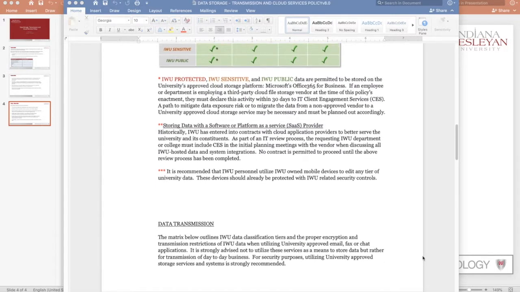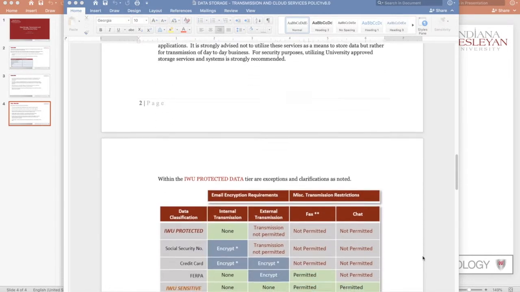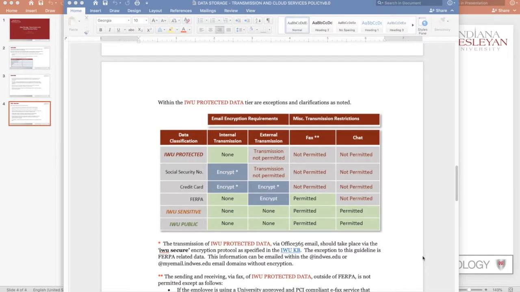The next area speaks to data transmission. In this table, again on the left, we have protected, sensitive, and public, with the areas broken out underneath protected. And across the top, two main areas: email encryption, and that would be internal email transmission and external email transmission. The second part, really miscellaneous transmission restrictions, for instance, fax and chat.